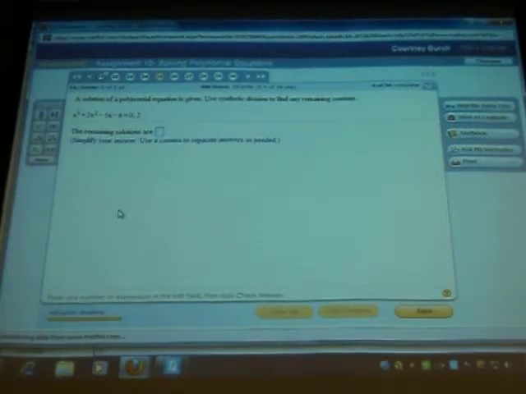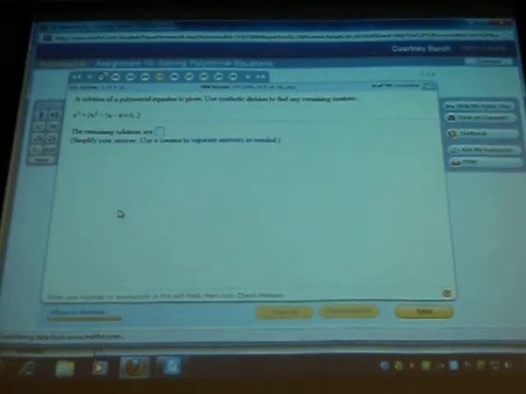Okay? Now sometimes they give you one to start with. So it says one solution is given, use synthetic division to find the remaining solution. So that means if I look at the graph of this thing, I'll see it cross the axis at 2, because 2 is the solution they gave me.